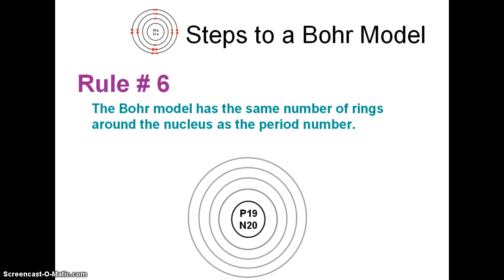Okay. So rule number 6, the Bohr model has the same number of rings around the nucleus as the period number.